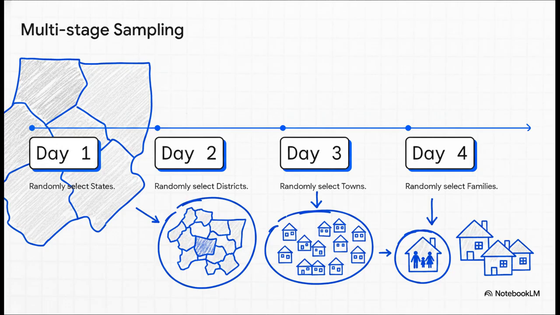Look at how we drilled down from giant geographic areas all the way down to individual households. Stage 1, randomly select whole states. Stage 2, within those states, you randomly select districts. Stage 3, select towns. And finally, Stage 4, you select the actual families to interview. By moving in these stages, a researcher can manage a massive, large-scale survey without completely losing their mind.